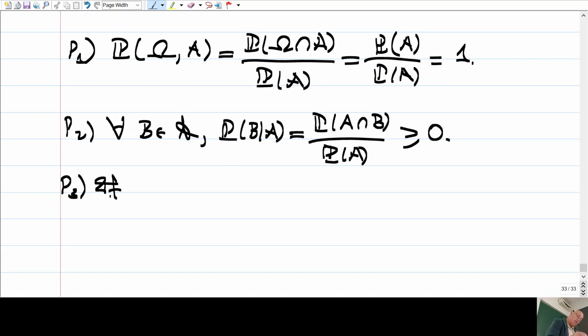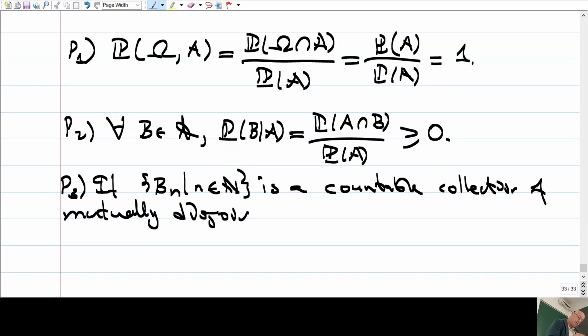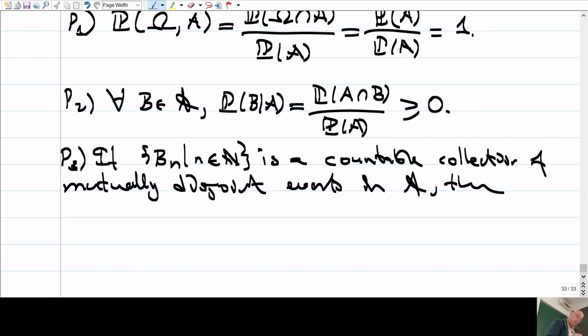if, let's say, Bn is a countable collection of mutually disjoint events in A, then the probability of the union should be the sum of the probabilities, right? Let's see if it is the case.